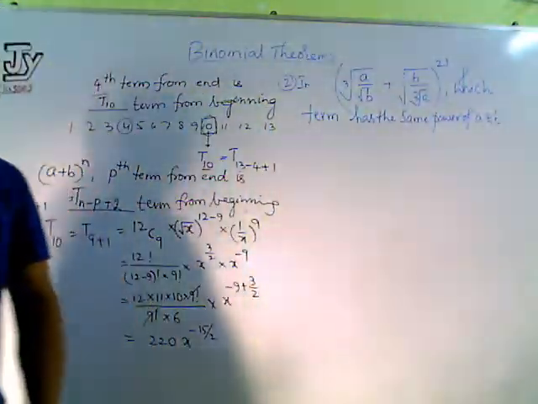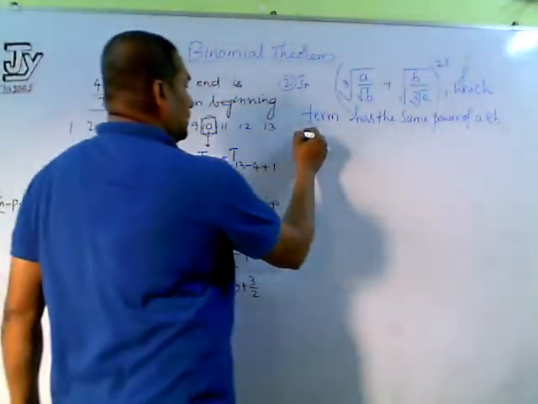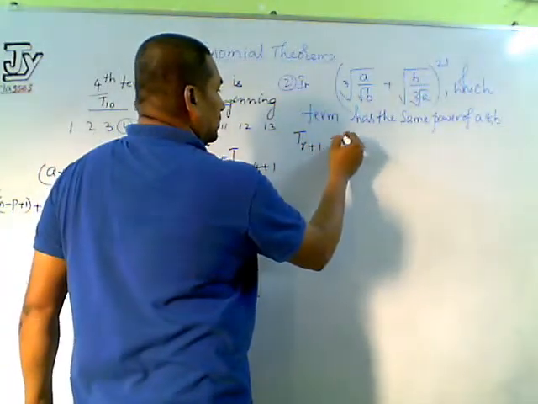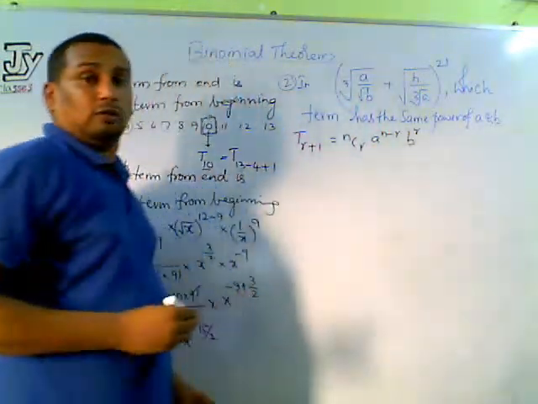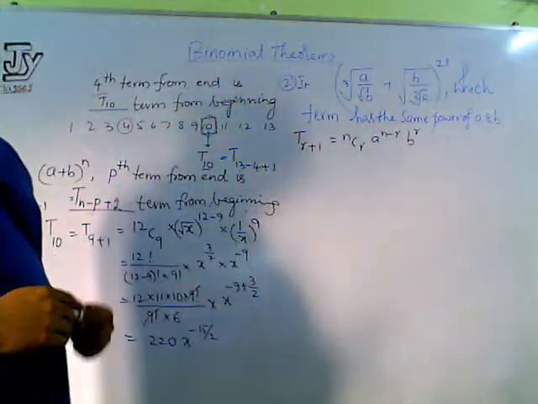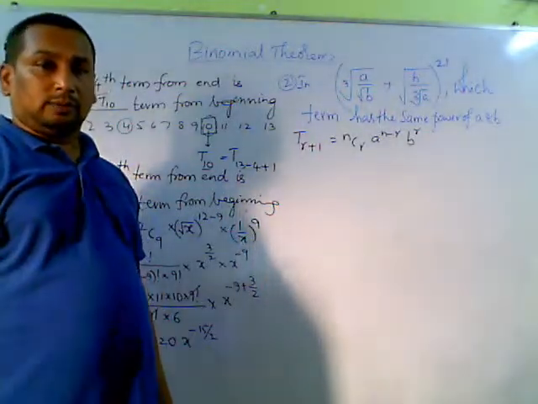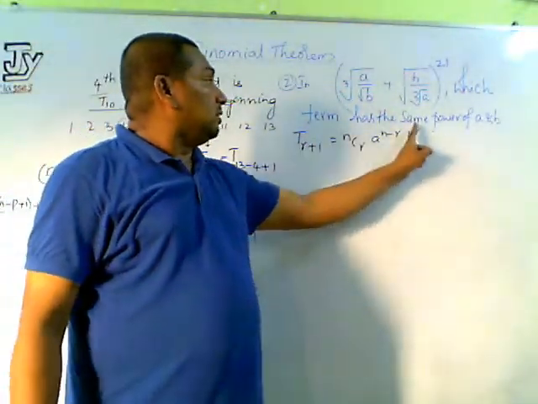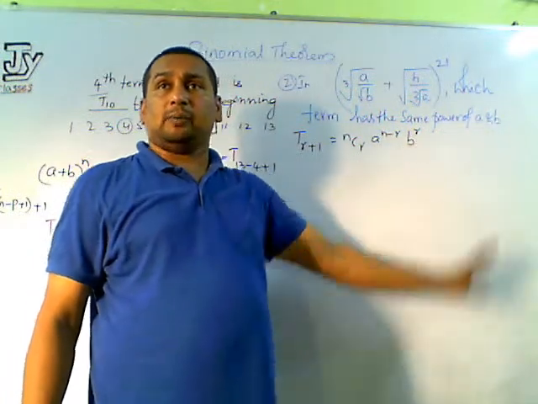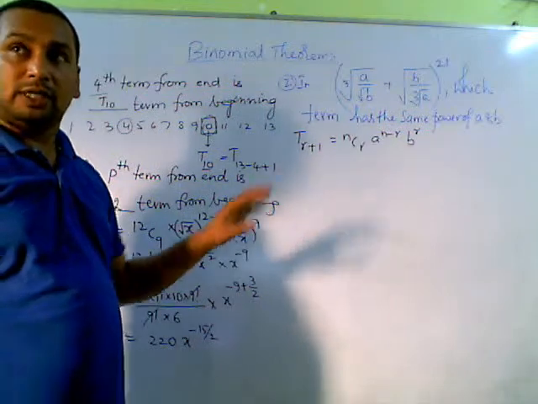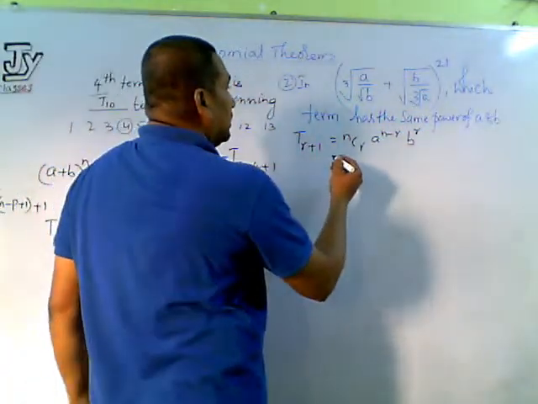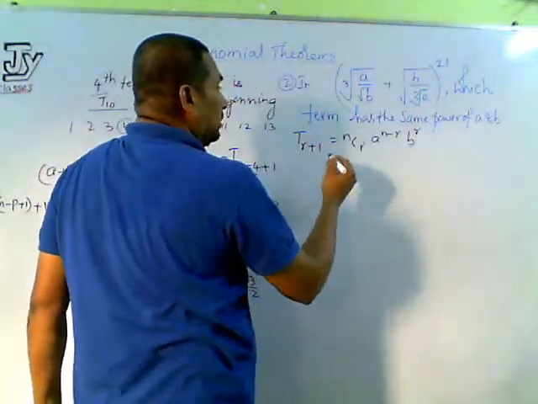In general we have to solve it. T r plus 1 is equal to nCr a power n minus r, b power r, the general term. We don't know the term, but in that term, what is given? A and B have the same powers. So which term has the same powers? That's the question. So you know n is equal to 21.